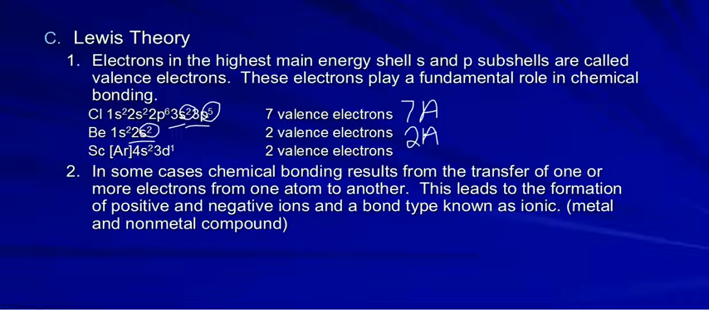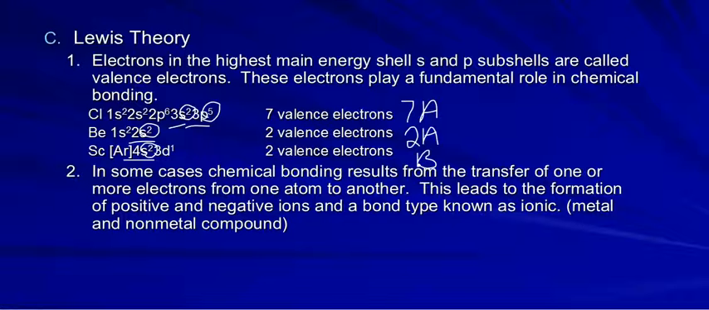Scandium is a transition metal. Highest occupied energy level is n equals 4, and there are 2 valence electrons for scandium. Scandium is in the B groups. So if you're in an A group, the number of valence electrons is equal to the number of the A group. If you're in a B group, transition metals, for the most part you have 2 valence electrons.